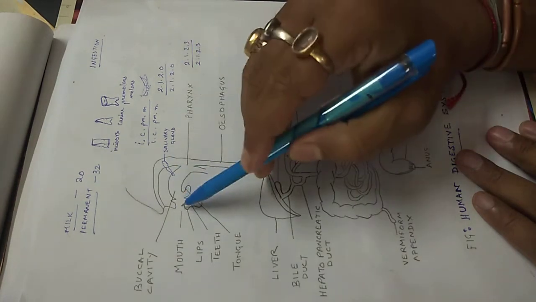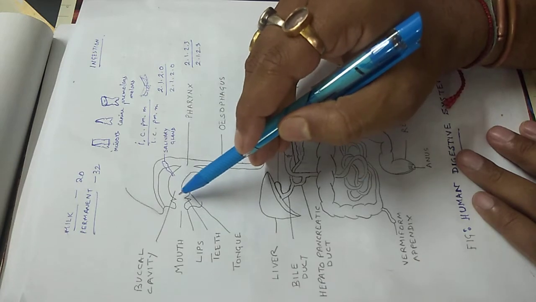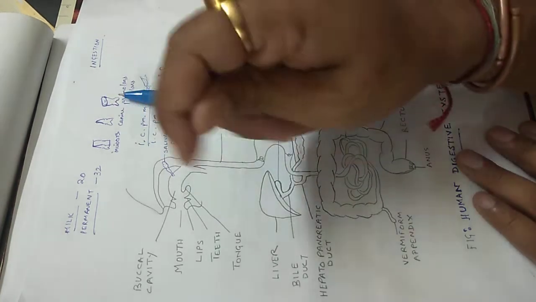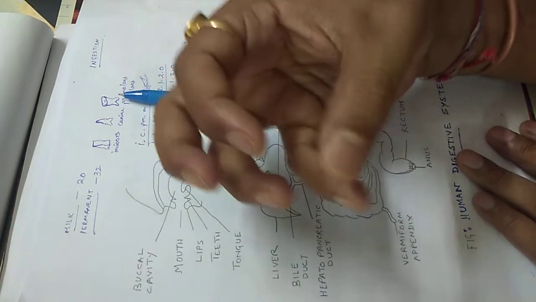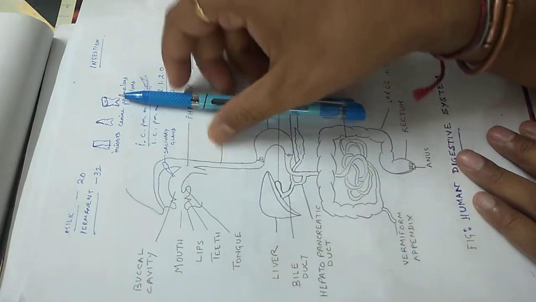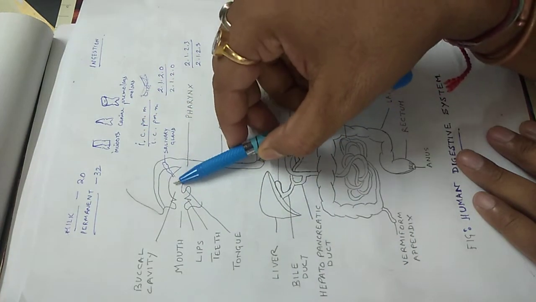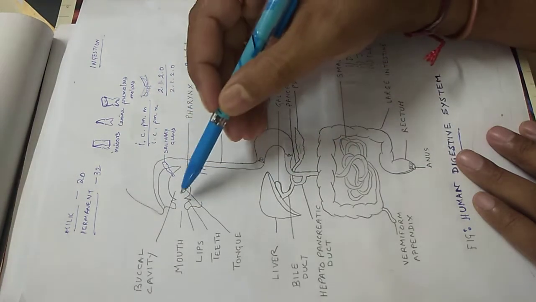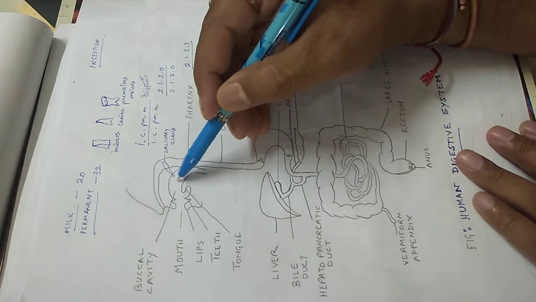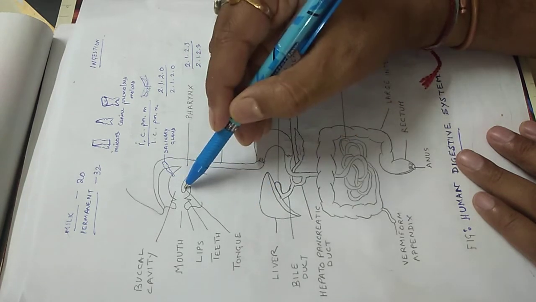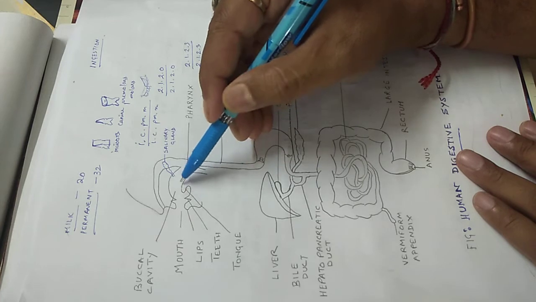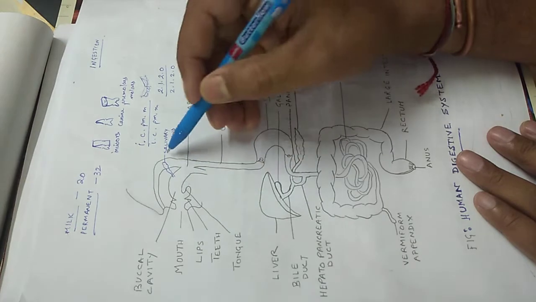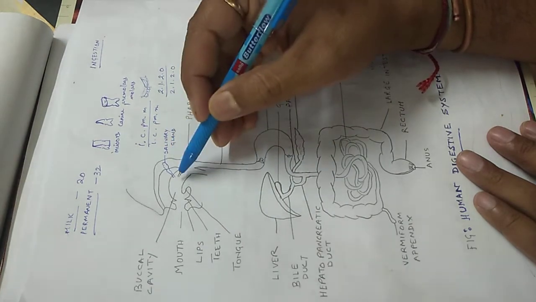Now, what is the main function of the teeth? The main function of the teeth is that it helps in grinding the food. Digestion will be better when the food is converted from big particles into very fine particles. So grinding of the food is carried out with the help of the teeth. And when the food is ground, there is another muscular structure behind, which is the tongue, and the tongue will help in mixing the food with the saliva. Saliva is secreted from the salivary gland.